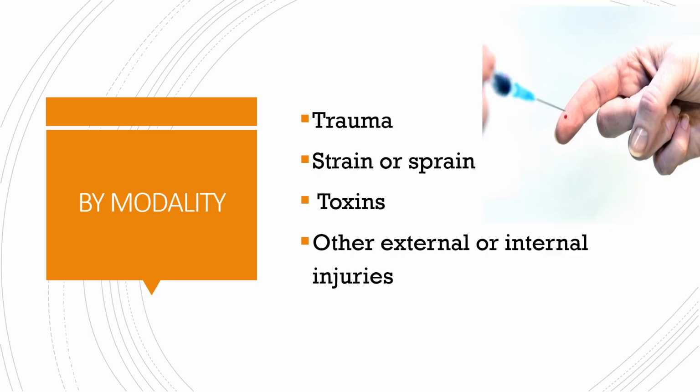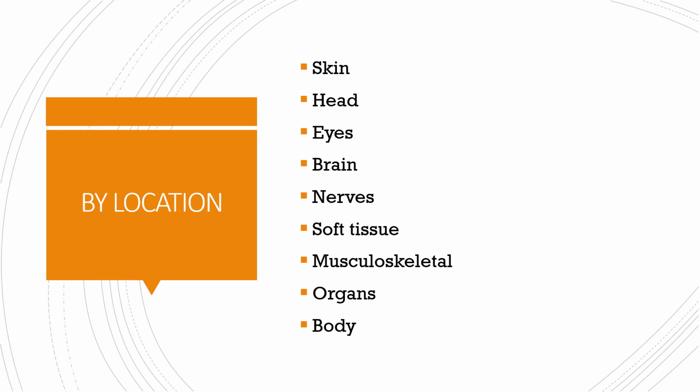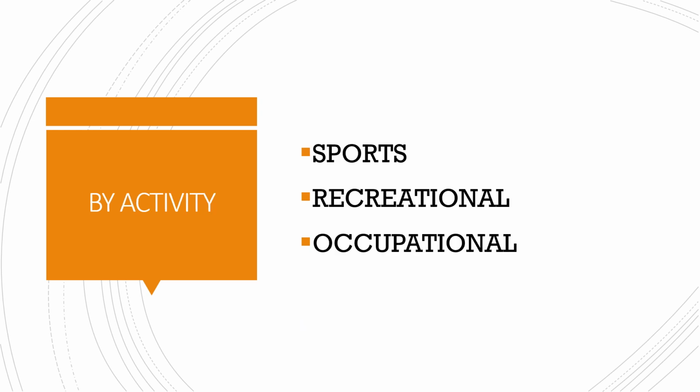So next we have your modality. So you have your trauma, strain or sprain, toxins, and other external or internal injuries. The classification, location. So we have your skin, head, eyes, brain, nerves, soft tissue, musculoskeletal, organs, and body. So it is where you were injured, what part of your body. And lastly, by activity. So, during what activity did you have your injury? So, this could be sports, recreational, and occupational.